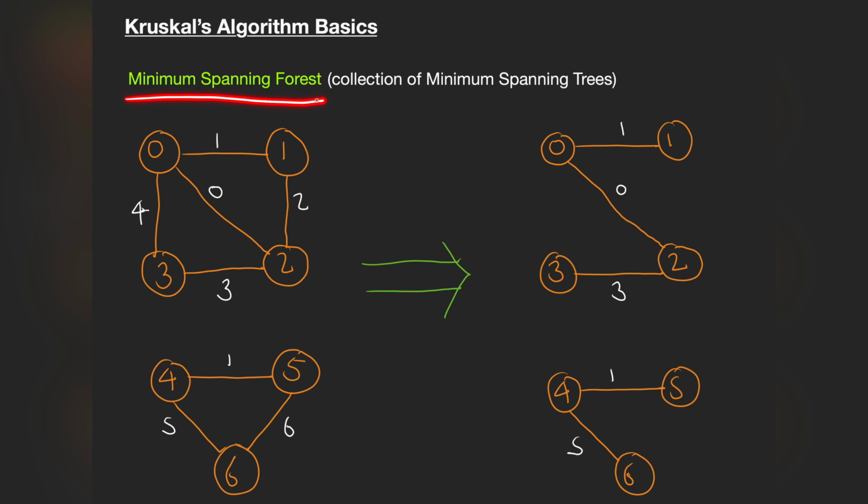A minimum spanning forest is a collection of minimum spanning trees. If you are given a non-connected graph like this, then every connected component of this graph will produce a minimum spanning tree. For example, this connected component will produce this minimum spanning tree, and this connected component will produce this minimum spanning tree. The collection of these two minimum spanning trees will be called the minimum spanning forest for this graph.